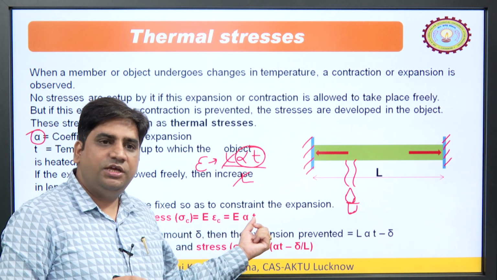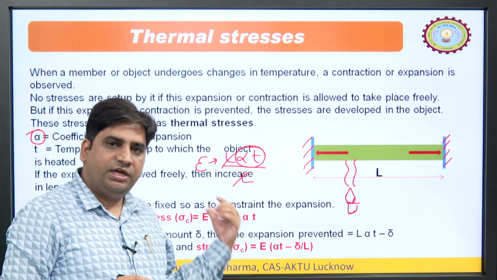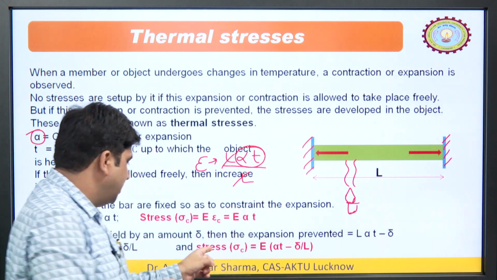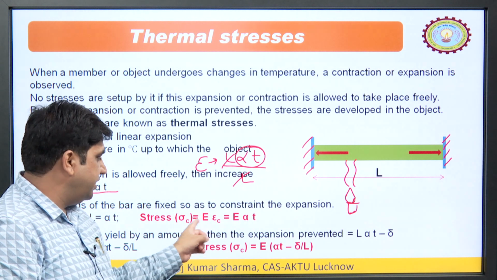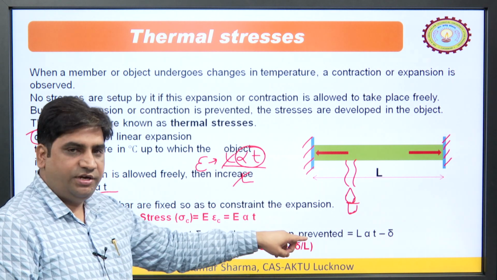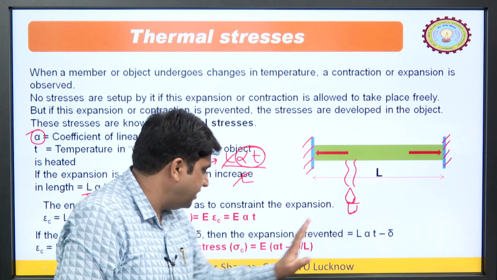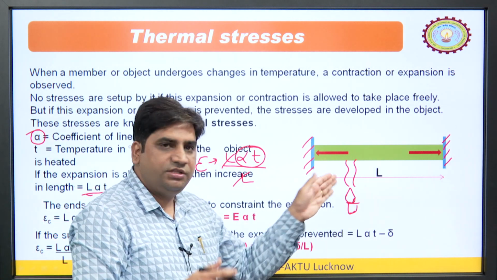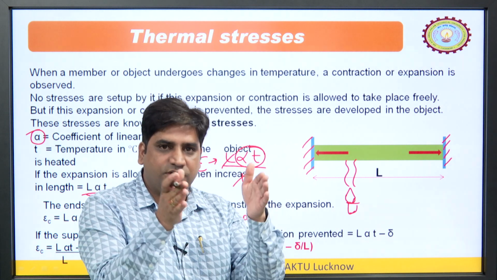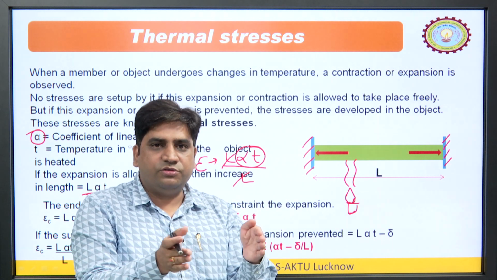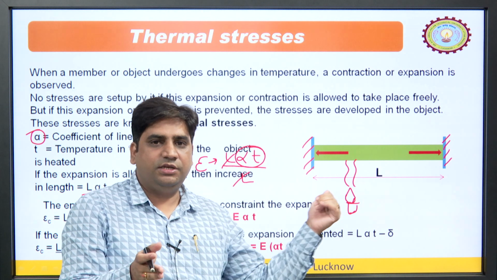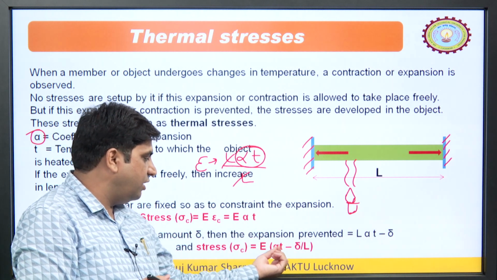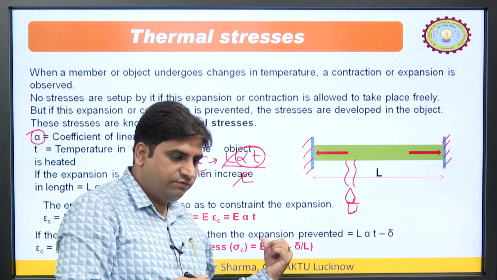If we know E, alpha and T, we can calculate the stress, and if we restrict the supports, then we can also say delta is the expansion prevented. So, L alpha T minus delta. If we are not able to fully restrict the supports, then it can also expand up to some extent, that is the delta. So, the formula will become E into (alpha T minus delta upon L). So, this is the formula.